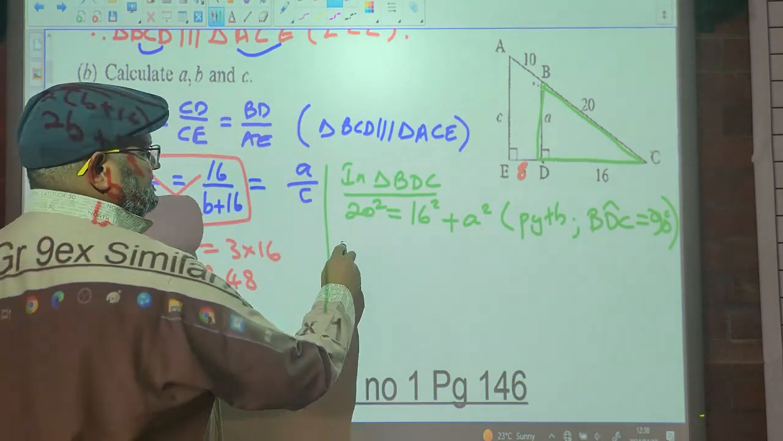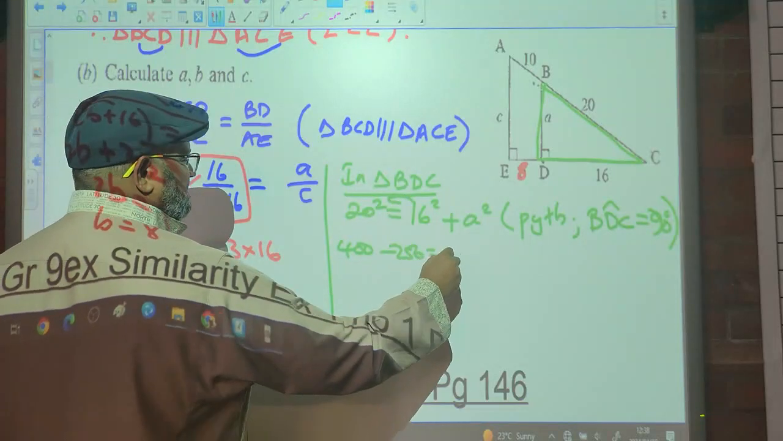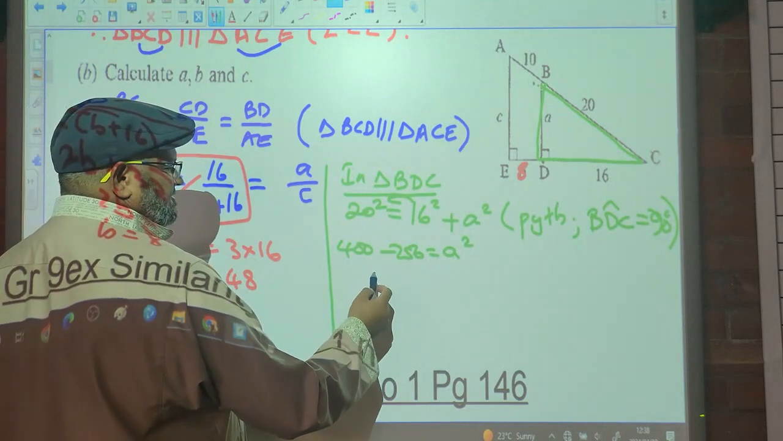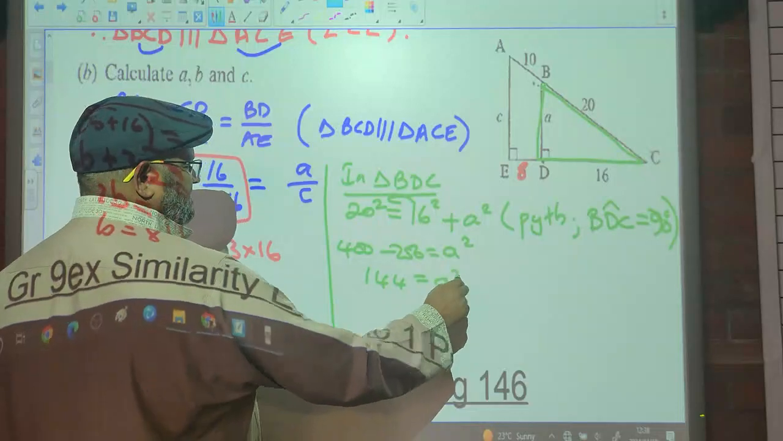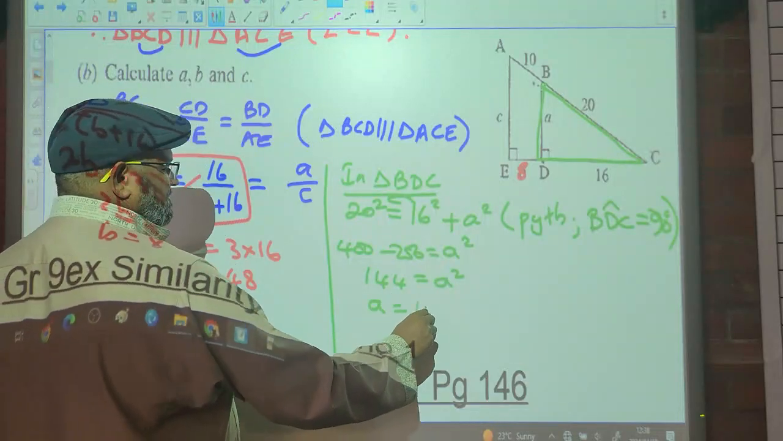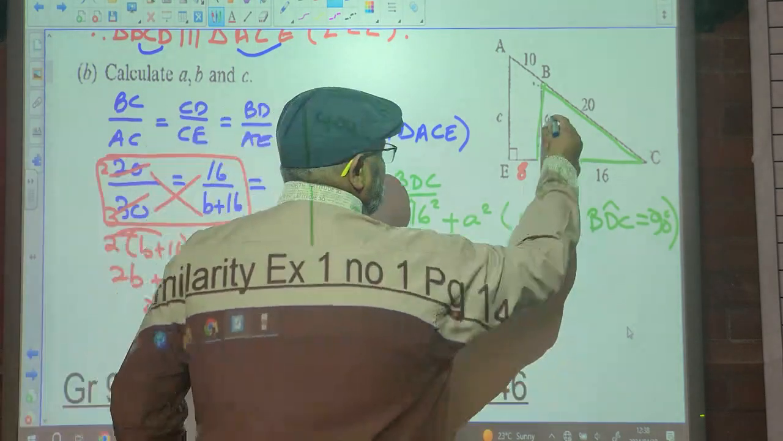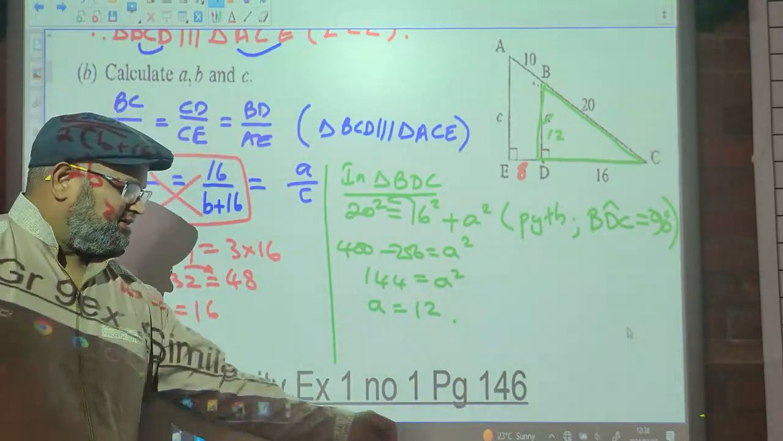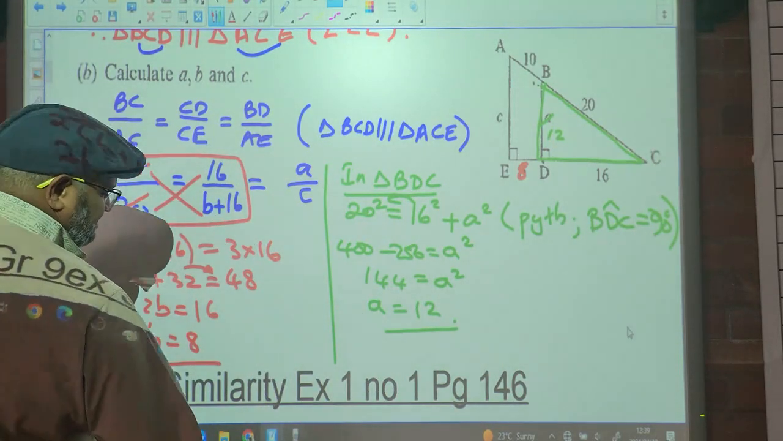The 20 squared is 400, minus 256 is equal to A squared. 400 minus 256 is 144, I think, yeah. It's equal to A squared, and the square root thereof is going to give you 12. So there's your A, there's your B. So what must still be calculated?